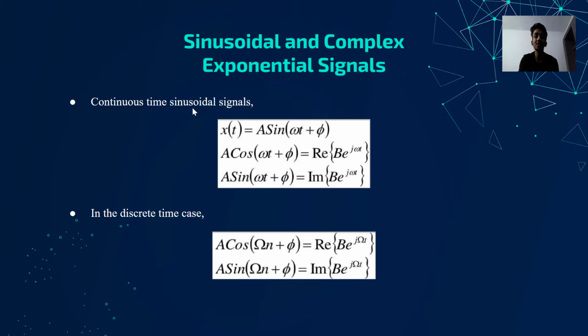If we talk about the continuous time sinusoidal signals, this is x of t equal to A sin of omega t plus phi. The real part of the complex exponential signal is also a continuous time sinusoidal signal, and so is the imaginary part, A sin of omega t plus phi. And if we talk about the discrete time case, then the real part of the complex exponential, the discrete time version, is A cos of omega n plus phi. This is the discrete time, and so is the imaginary part of the complex exponential sinusoidal signal, but the discrete time version.